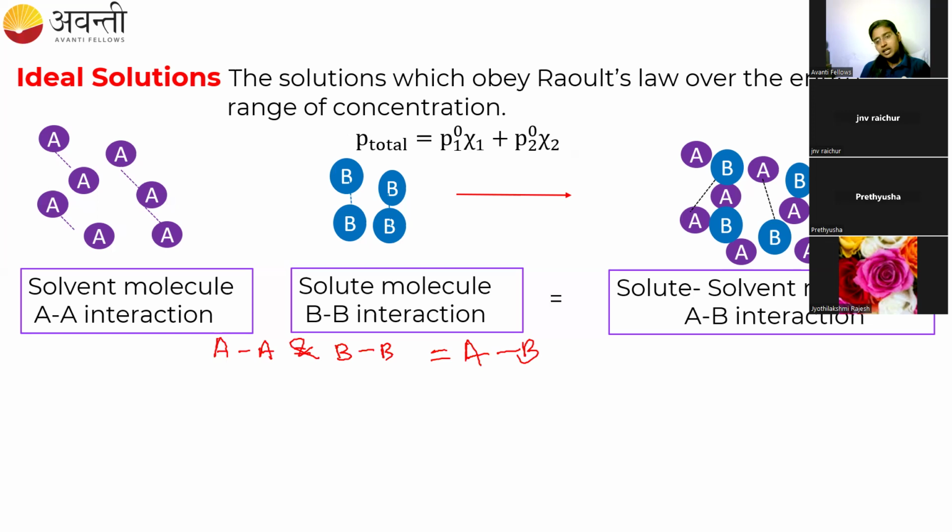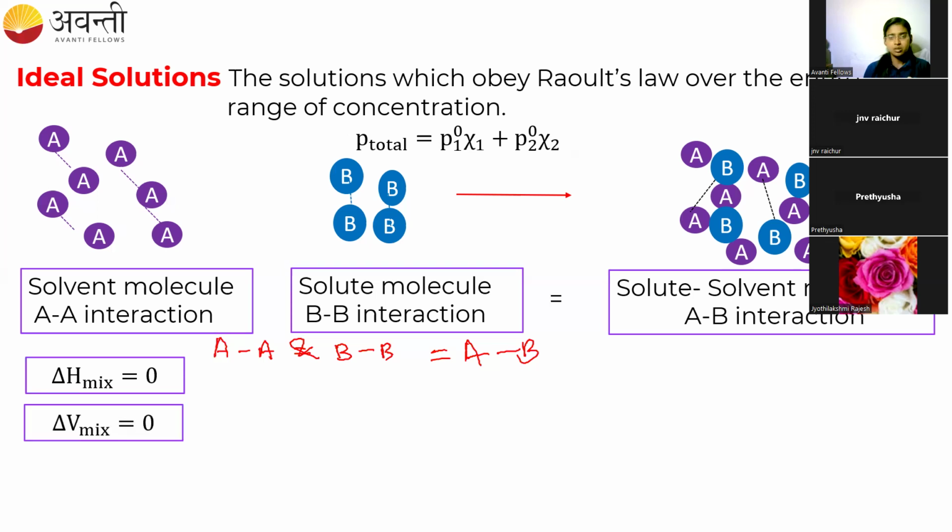So for an ideal solution, if you go for the change in enthalpy, which is one of the very important thermodynamic variables, it will be equal to 0, because the initial point and the final point are the same. The reactants and products have the same attractive force. So delta H will be equal to 0 because H1 and H2 are equal. So delta H mix is equal to 0. And delta V, the change in volume, will also be equal to 0 because the interactions are the same.